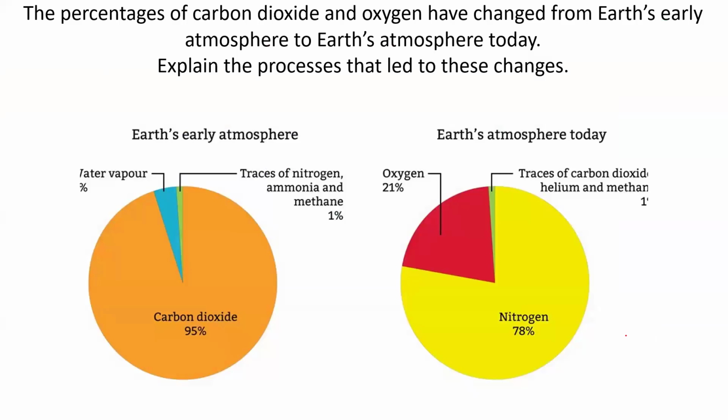So, Earth's early atmosphere, literally when it was just forming, had nitrogen, ammonia, highly toxic, methane, highly flammable, 95% carbon dioxide, and a bit of water. That was what Earth was like when it basically formed. And just think about what it's turned into now. So the question they're going to ask you about is, how did that happen?